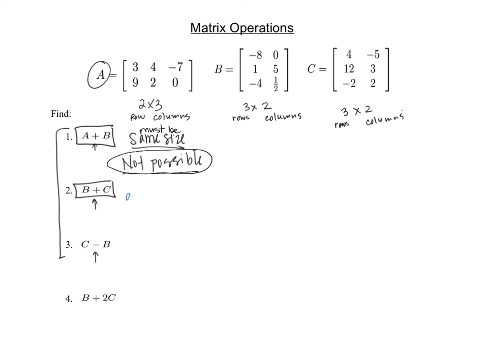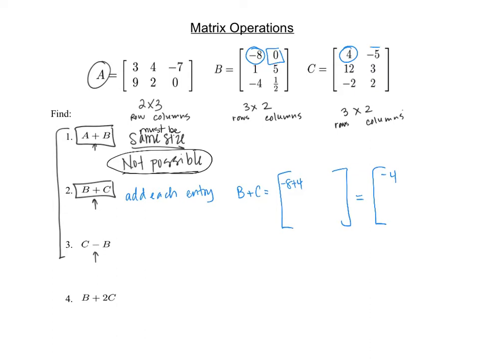And so in order to add, you add each entry. What that means is matrix B plus C, which is a brand new matrix, is found by adding the first row and column with the first row and column. So we're going to take -8 plus 4, which will become a -4. Then we're going to add 0 plus -5, which will be -5. And then we're going to take 1 plus 12, which will be 13.